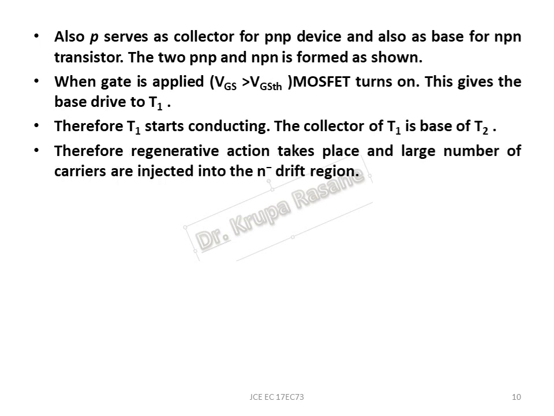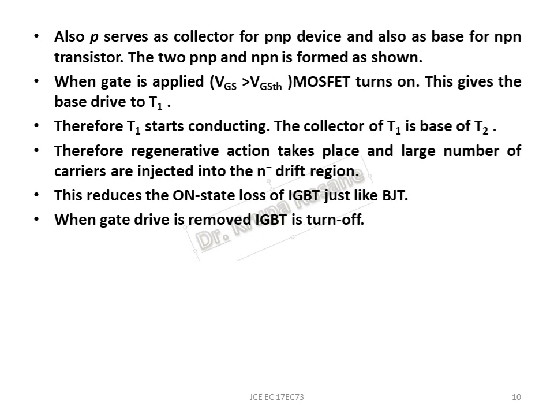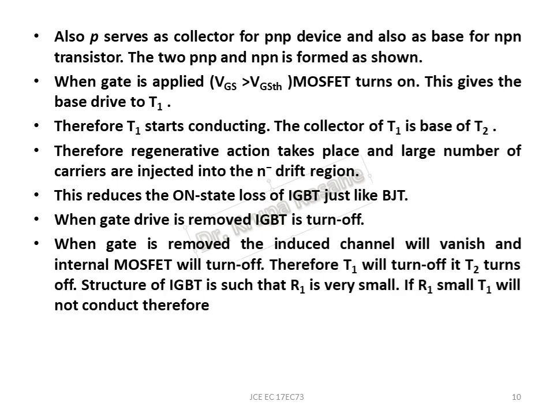Therefore, regenerative action takes place and a large number of carriers are injected into the N- drift region. This reduces the on-state loss of the IGBT, like a BJT. And when the gate drive is removed, the IGBT is turned off. So when the gate is removed, the induced channel will vanish and the internal MOSFET will turn off. Therefore, T1 will turn off, T2 turns off, okay, and the structure of the IGBT is such that R1 is very small. If R1 is small, T1 will not conduct.